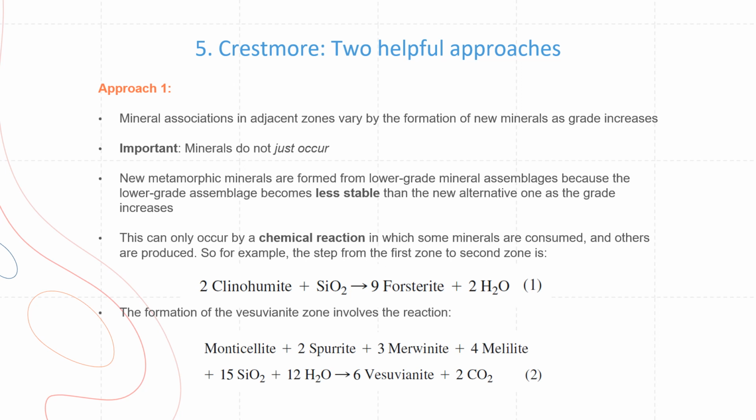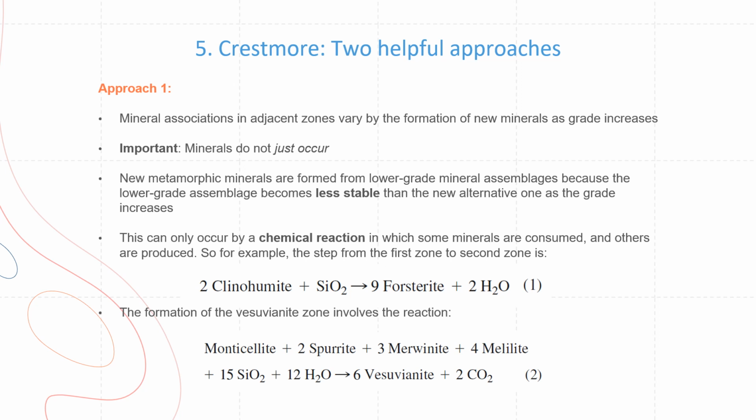So the list of minerals wasn't that helpful, and the cross-section of the area appeared to be complex as well. So what kind of approach can we take to describe the metamorphism that has happened in Crestmore, California? Here are two approaches that have been put forth by Winter in his textbook. The first approach is to look at the minerals.